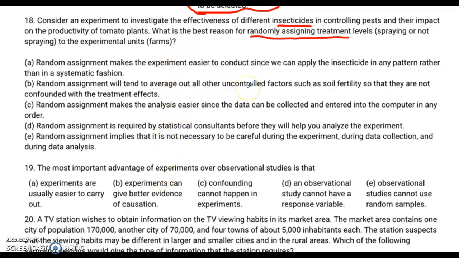However, remember that cause and effect can be established if we're looking for one cause, which is one variable, and one effect, which is its effect on another variable. We're trying to eliminate any possibility of confounding or any possibility of other uncontrolled factors. Sounds like choice B to me. We're averaging out all uncontrolled factors so that they're not confounded with the treatment effects. We're trying to determine cause and effect by random assignment of treatments, and when we randomly assign treatments, that cause and effect is not going to be affected by those uncontrolled factors.